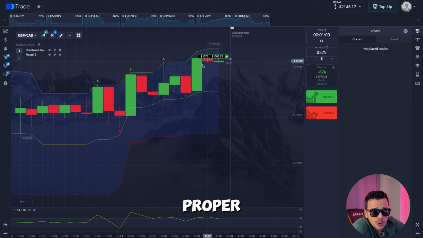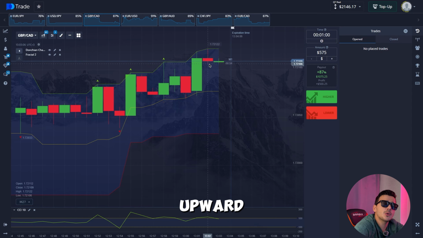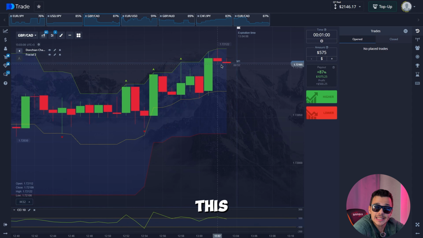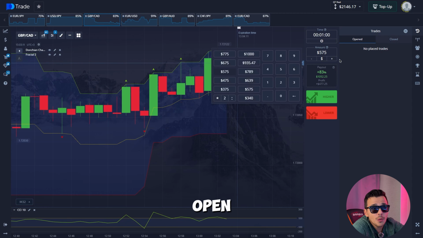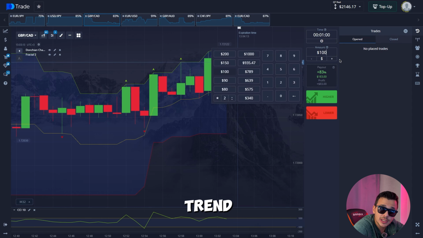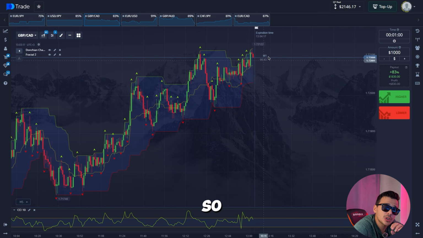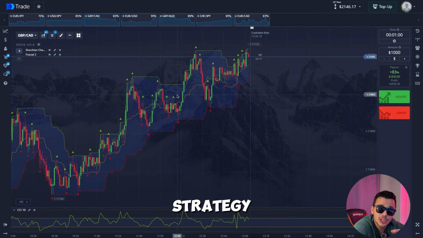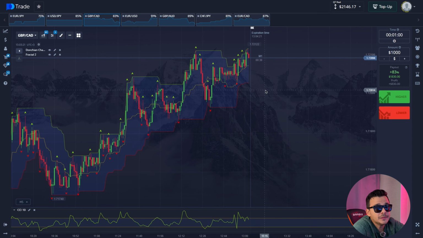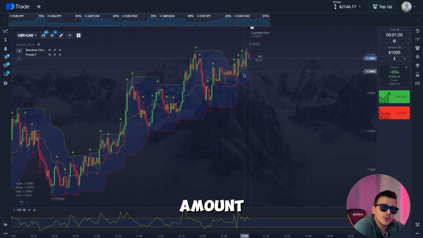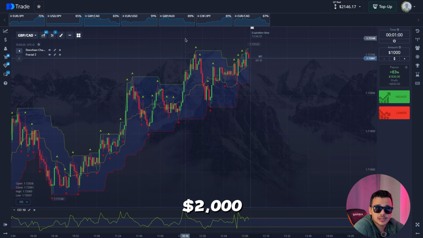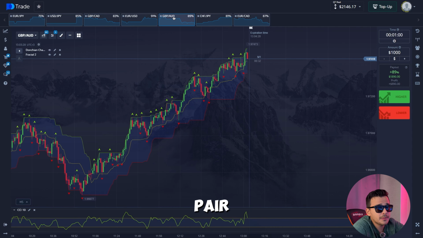We have got a proper pullback with the upward dynamics. As I said, this strategy can afford to open trades against the trend and on the trend. So in flat dynamics, use it. The strategy is super versatile. Let's open two trades for the amount of $2,000 and choose the following currency pair.